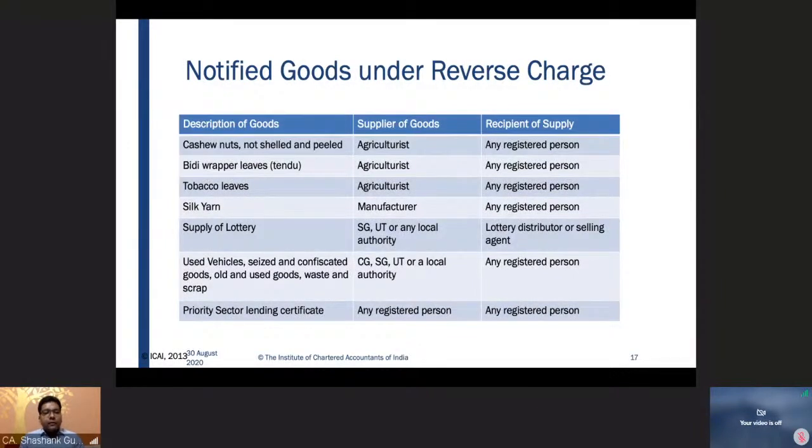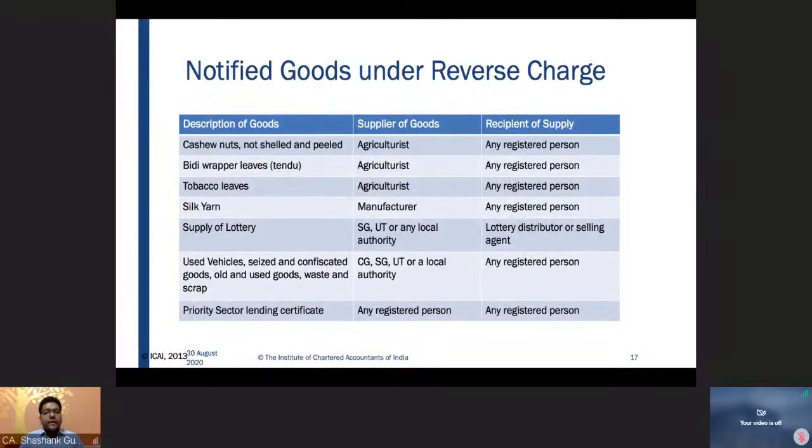Next is supply of lottery, and lottery is now strictly governed by state governments. So state government, union territory or any local authority, if they are the supplier, then the liability to pay the applicable GST will be on the recipient being lottery distributor or selling agent.